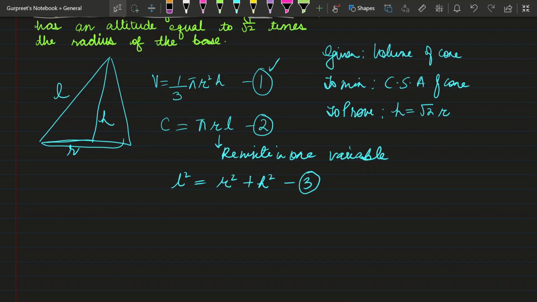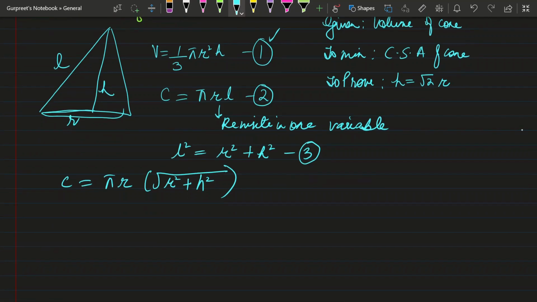Now you have identified that you have to differentiate C. So I'm starting with C. Now this C has r also, l also. I can get rid of l using equation number 3. So what is l? l is under root of r square plus h square. But now the thing is, I have removed l, but I have h now. Right? So you have to remove h. See, if I'm writing this expression, I should write only in terms of r, or only in terms of l, or only in terms of h, anything.